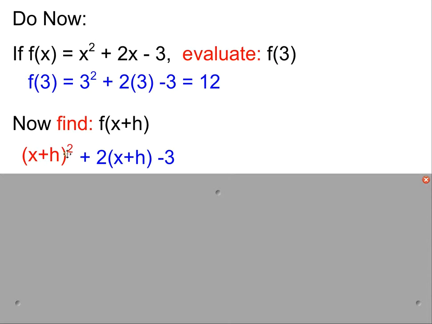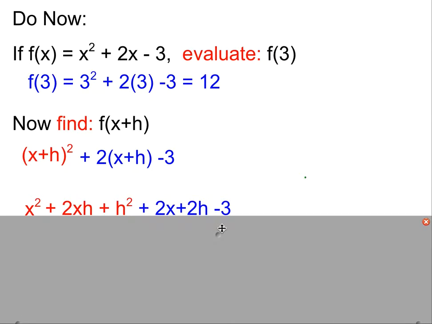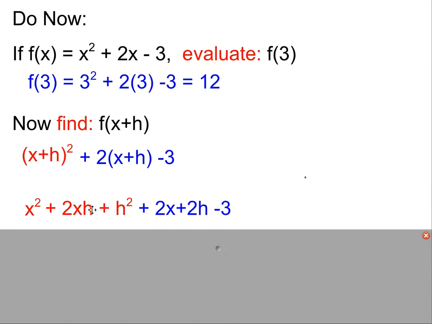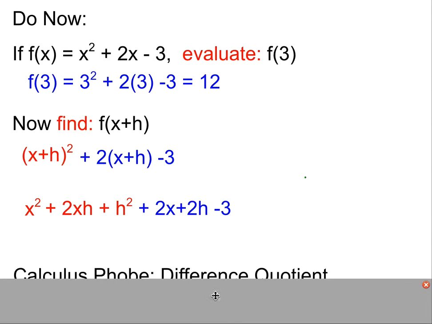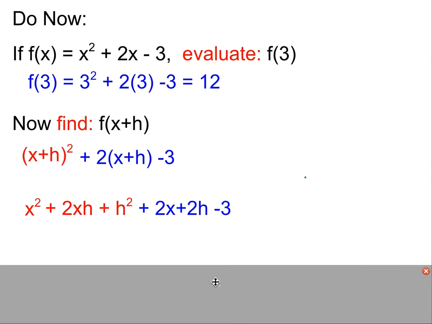If you remember from a few weeks ago, when you have x plus h all squared, you'd have to expand it and FOIL, so x plus h times x plus h. This will give you x squared plus 2xh plus h squared. So this part in red is this part in red here. And then we would have to distribute the 2. So we have 2x plus 2h, and then minus 3. This is all there is to this part.